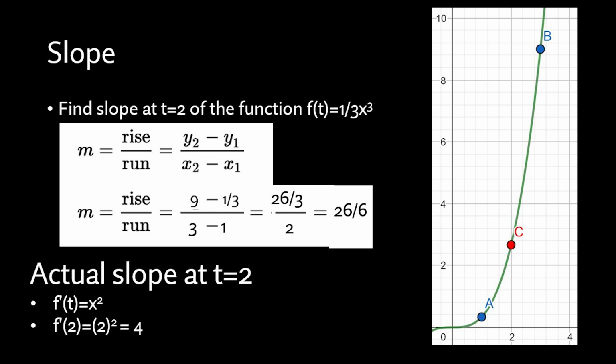If we use the slope between 2 points to estimate what c would be, we would get that it's 26 over 6, whereas the actual slope at that point is 2. This is where calculus can come in handy when calculating the instantaneous rate of change at a singular point.